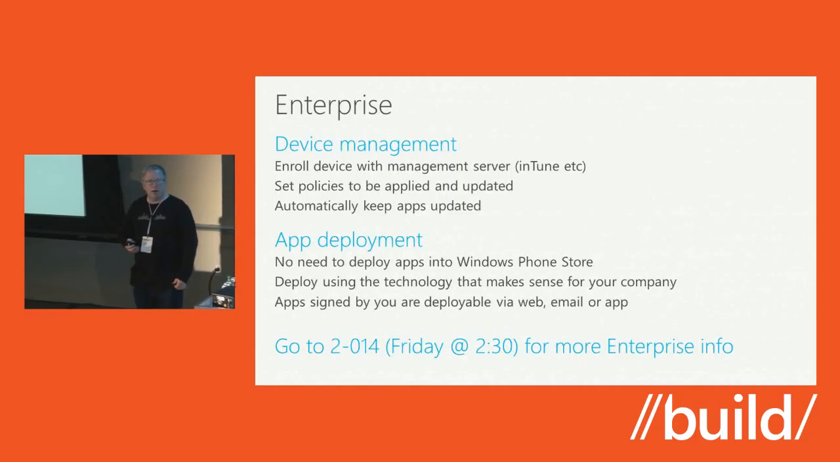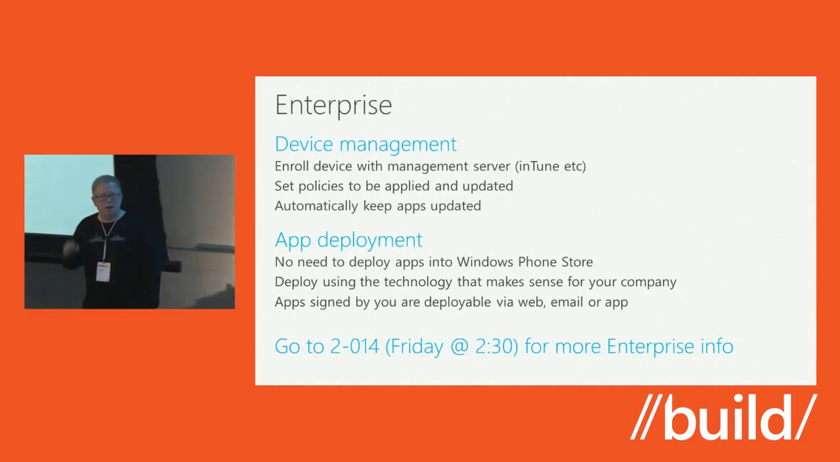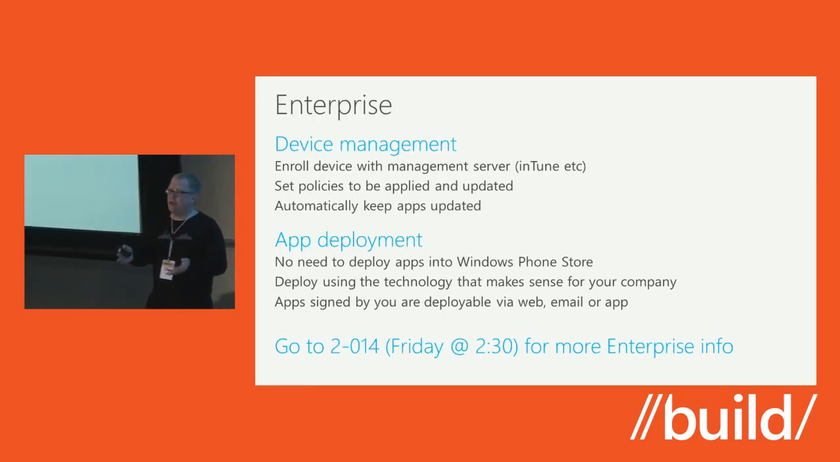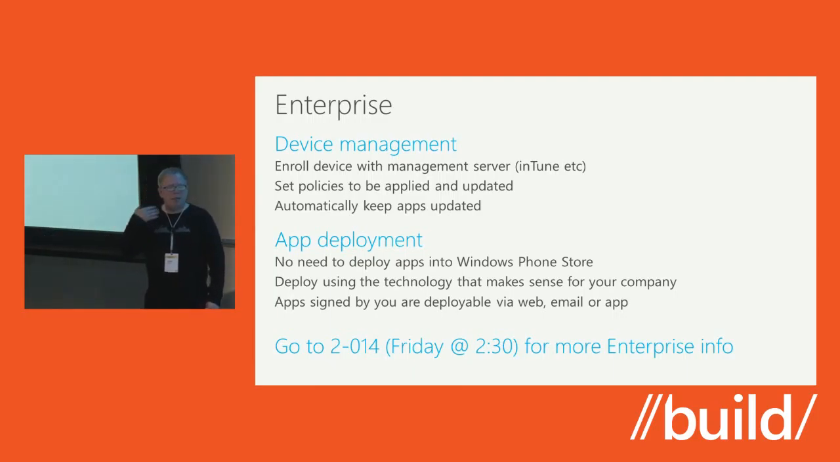So the enterprise story in Windows Phone 8 has kind of two parts to it. There's device management, and frankly, this is stuff that as a user I kind of hate, but it allows your IT department to control your phone. They can set policy, they can set the dreaded pin lock, which I hate, but it's very important. So you'll be able to set policies to be applied and updated, which is really important for adoption of Windows Phone into corporations. Very, very important to do that.